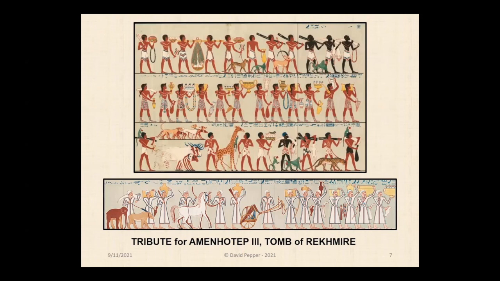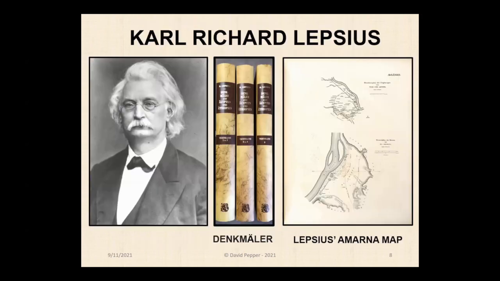These scenes were copied in 1833 by British traveler George Alexander Hoskins. Carl Richard Lepsius visited Amarna twice, in 1843 and 1845. He was a Prussian Egyptologist who produced an important work called Denkmäler aus Ägypten und Äthiopien, which means monuments from Egypt and Nubia. I hope Miriam appreciates that I didn't attempt the German.